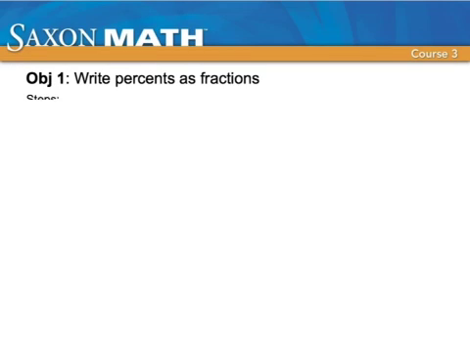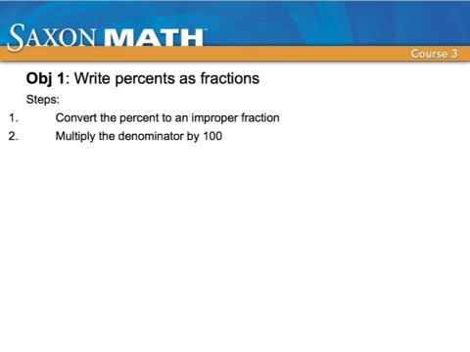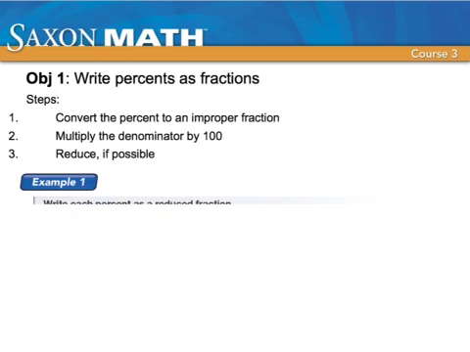Alright, your first objective is to write percents as fractions. First let's write down some steps. Step 1 is to convert the percent to an improper fraction. Remember, an improper fraction is a fraction that has a numerator that's bigger than the denominator. Then we're going to multiply the denominator by 100, and then we're going to reduce if possible. Okay? So let's look at some examples here.